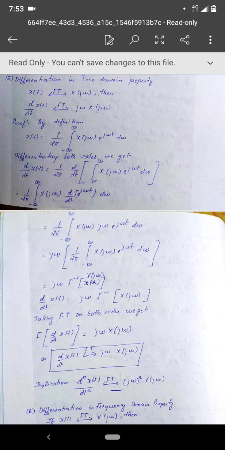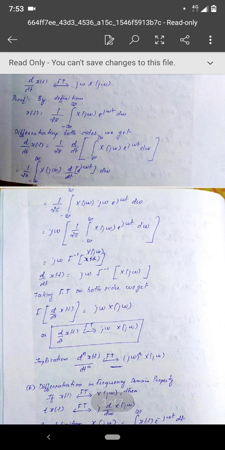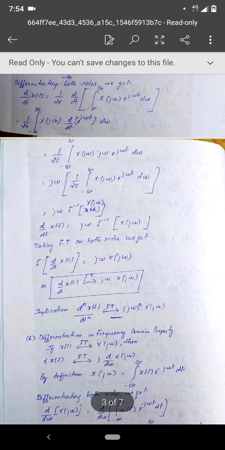What you get is j omega X of j omega. So that is the result of that. And there is another very important implication: if you find the nth order derivative of x of t, and you want to find the Fourier transform of such a signal, then that is nothing but (j omega) raised to n times X of j omega. So, a very important and very useful result. You may be using this result in many problems.